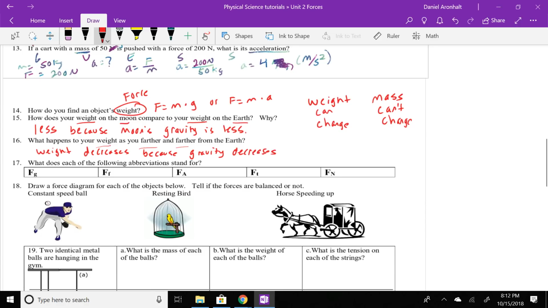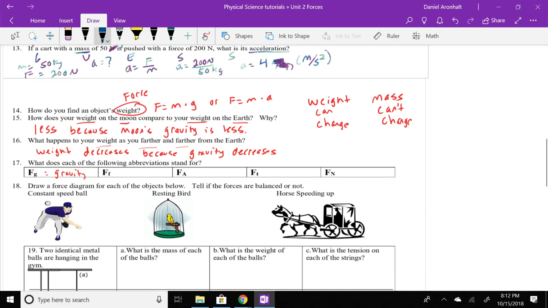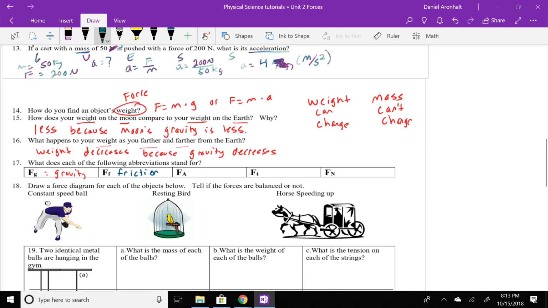Okay, what does F sub G stand for? We all should know this. F sub G stands for gravity. What does F sub F stand for? We should all know that it stands for friction. Now that's whenever you have motion. So anytime there's motion, unless you're in space, or we tell you to ignore it, there's got to be friction. When would be a scenario in which we would tell you to ignore friction? Maybe like the skier in the air, we would tell you to ignore air resistance, so ignore that friction.